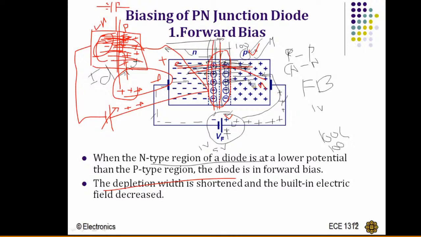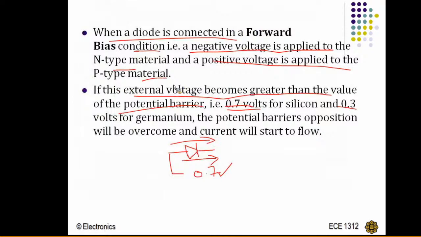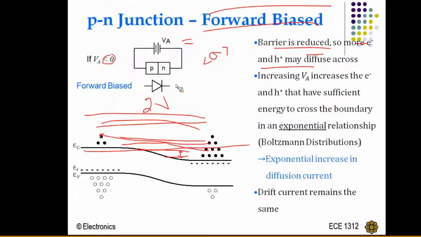At the same time, in the P material, holes are maximum at the P side. Here, the minimum number of holes are there. Due to the concentration gradient, these holes can move to the N side. That's why the movement due to the concentration differences is what we call a diffusion current. These electrons and holes are diffusing.